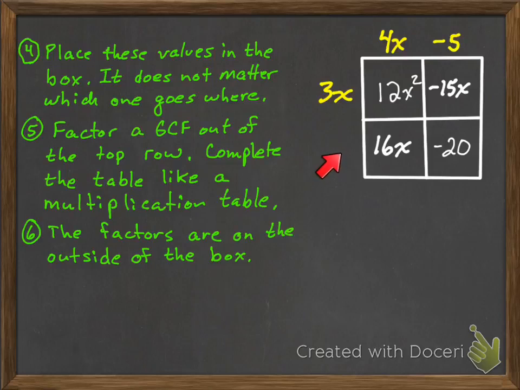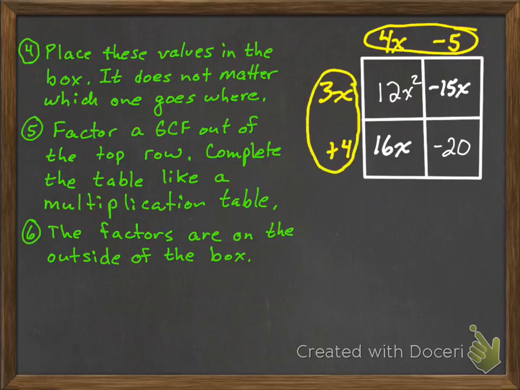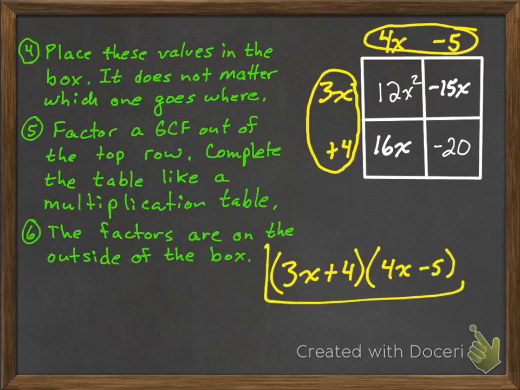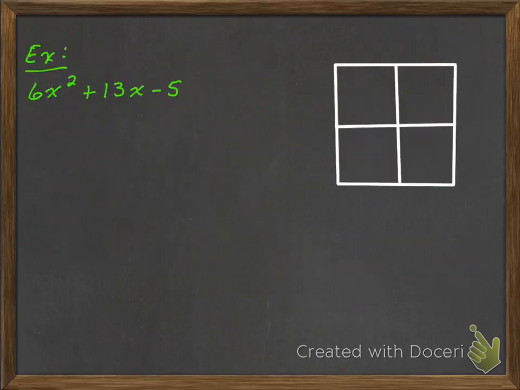All right, so in the next one, in the last spot, this number multiplied by 4x has to give us 16x. And that would be a positive 4. And also, this positive 4 multiplied by the negative 5 gives you this negative 20 in this box. Well, the stuff that is outside of the box, those are your factors for this particular problem. So you're going to have 3x plus 4 multiplied by 4x minus 5. That is your factoring. Okay. All right, let's look at another one.